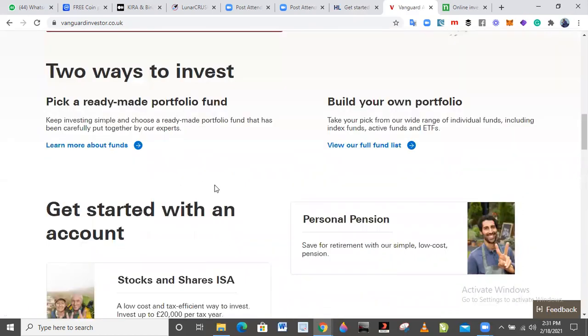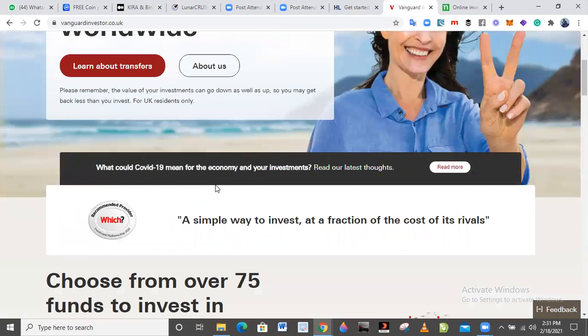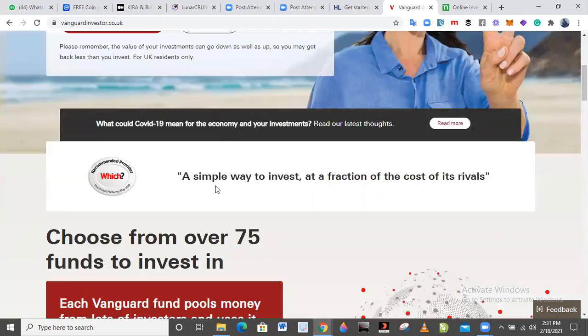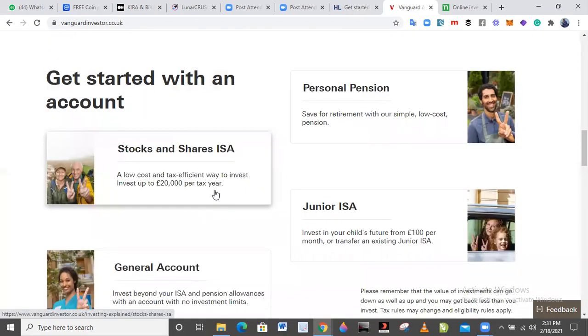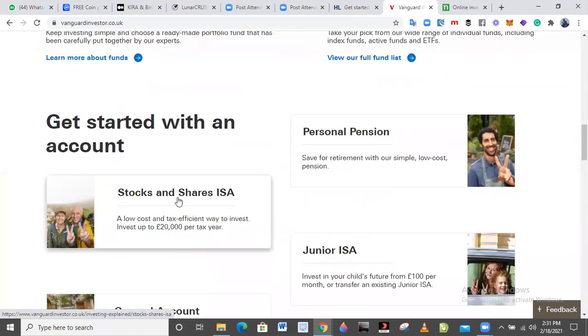So I'm currently on Vanguard. Can you see my screen? Okay. Now, this is their stocks and shares ISA. This is a low cost and tax efficient way to invest up to £20,000 per tax year, and there is also a personal pension.